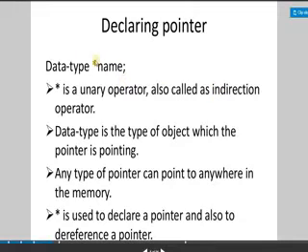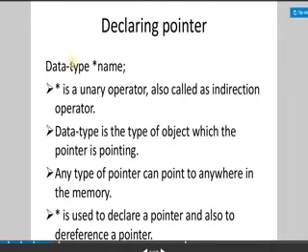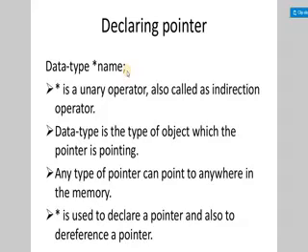What is the purpose of this operator? Data type is the type of object which the pointer is pointing to. That means the data type tells what kind of data the pointer is pointing at. If there is an integer value and the pointer stores the address of that integer data, then the data type will be integer. In a pointer variable we always store an address, and that address can be of a character, or a float.